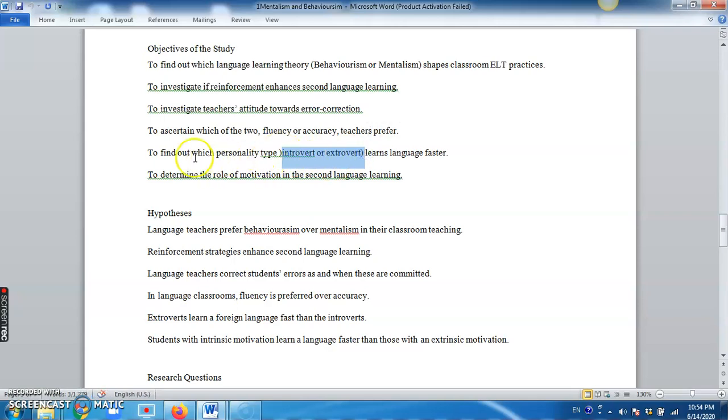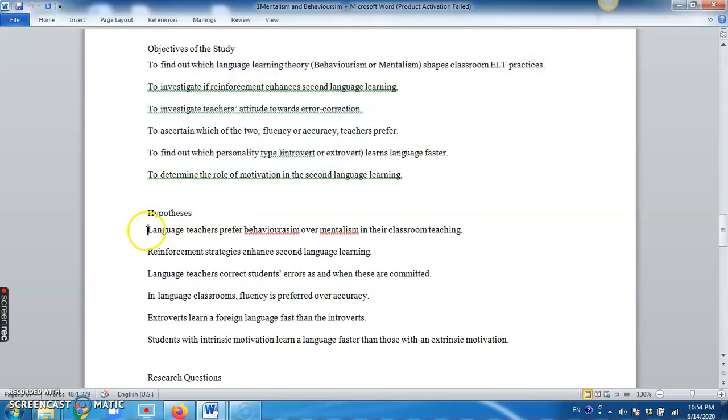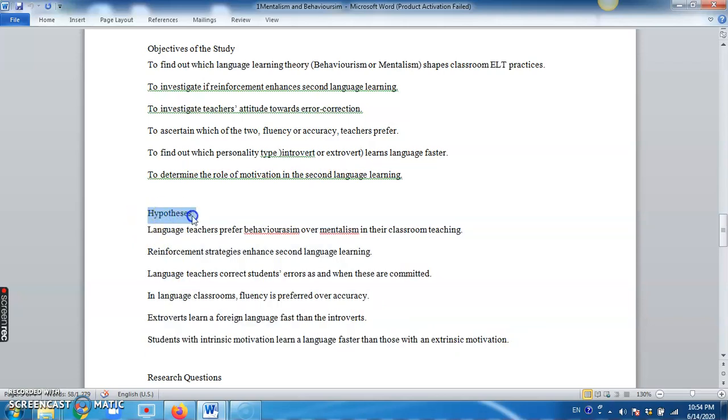There must have been an item to determine the role of motivation in second language learning. These were a few of the objectives. You are going to test your hypothesis. This is a very technical term, a hypothesis. You will learn the detailed research procedure in semester 7 and 8, but right now in semester 6, I just want to introduce you to basic research.